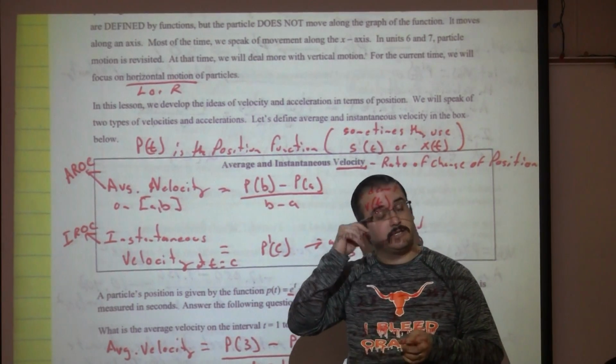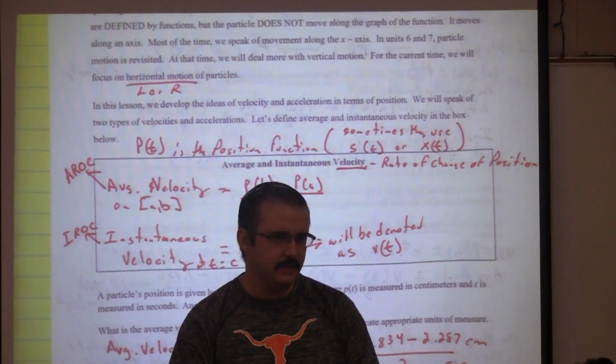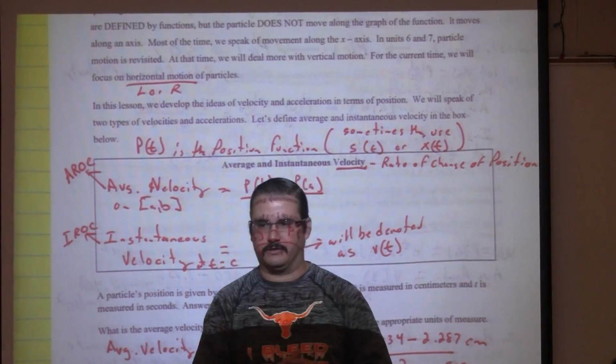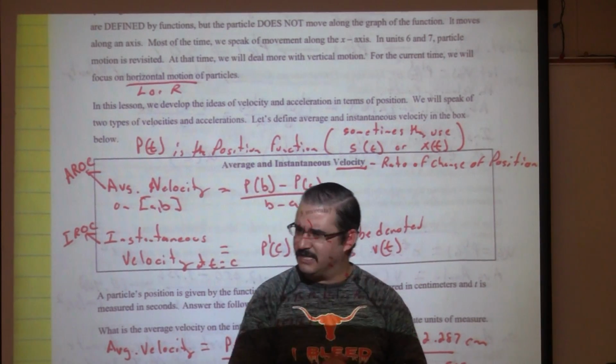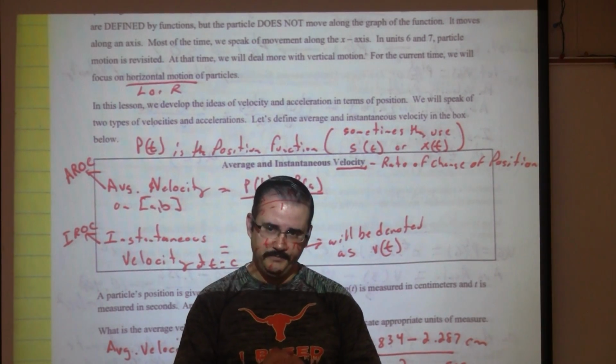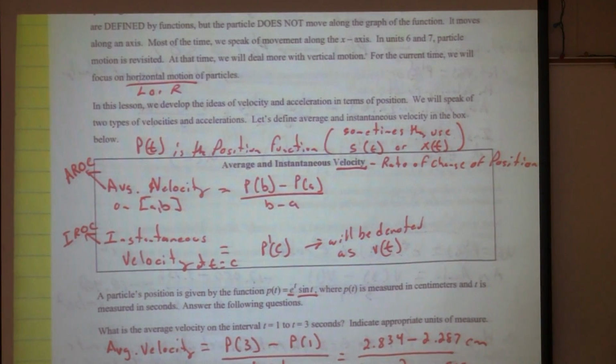So if the velocity were to be positive, that means that the particle would be moving to the right at some particular rate, right? If I say I'm going negative 75 miles per hour, that's my velocity. That means I'm going to the left at a rate of 75 miles per hour. Okay?